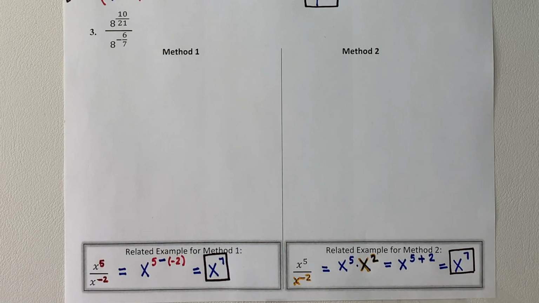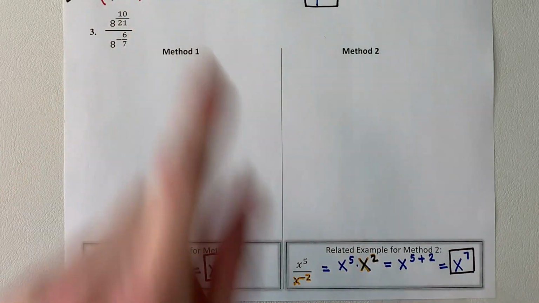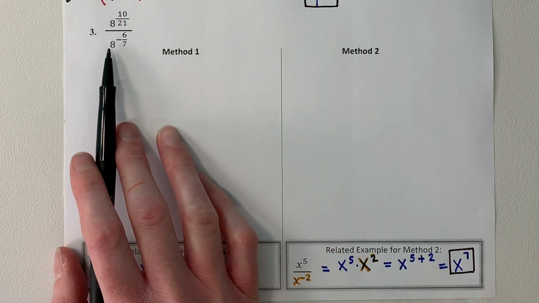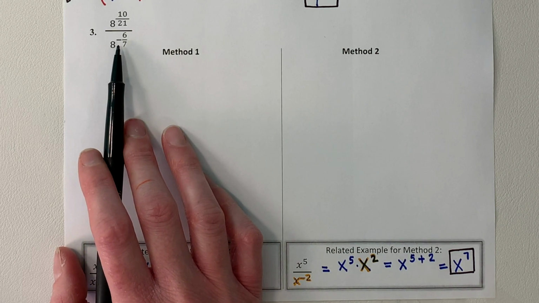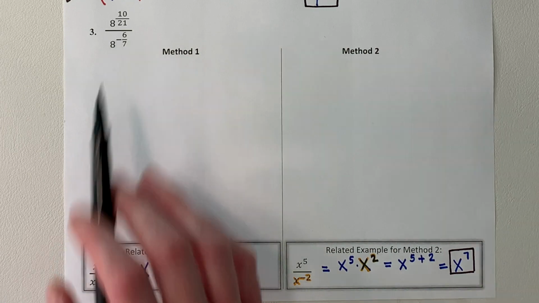So notice both methods got us the same answer in the end. Let's use method 1 and method 2 to solve this problem here. I notice that the base 8 appears more than once. We need to fix that issue. And also we have a negative exponent. When we're simplifying, we don't want negative exponents.